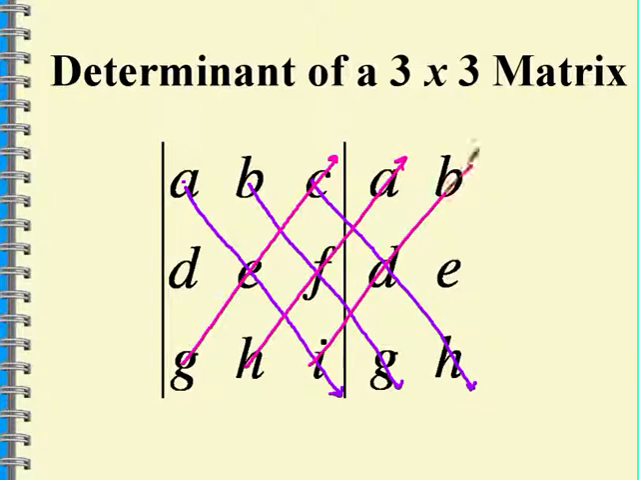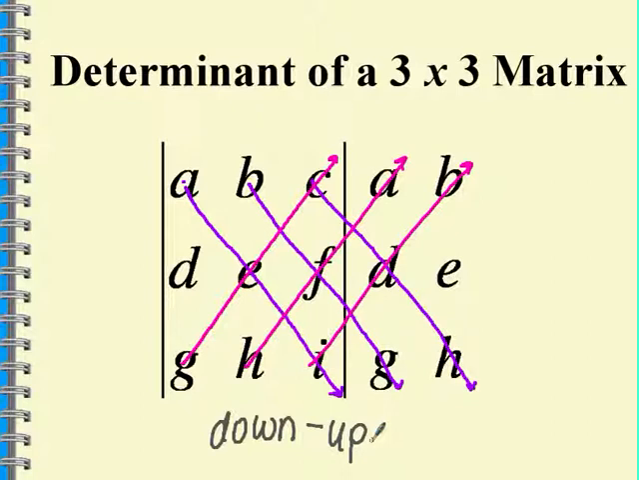And I'm going to do the same thing. I'm going to multiply along those 3 diagonals. And I'm going to add those together. Once I get those together, to find my final answer, I'm going to take whatever I got going down, and I'm going to subtract whatever I got going up. So you're going to take the purple minus the pink.